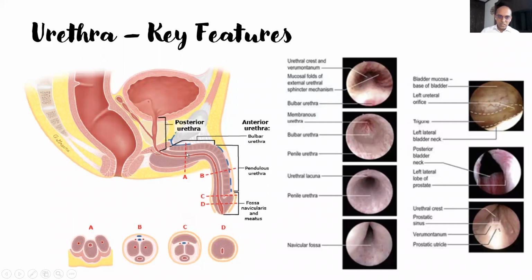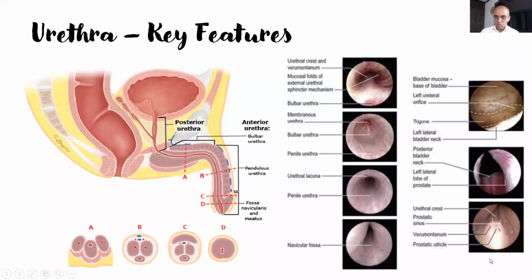If you take a cross section at this level, the urethra is usually present close to the dorsal aspect, and as you go down, it comes down to the ventral aspect, and more or less opens at the ventral point in the glans penis.